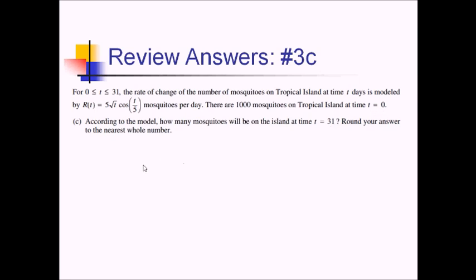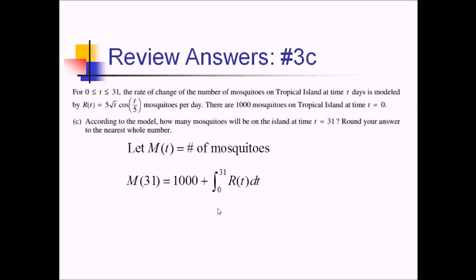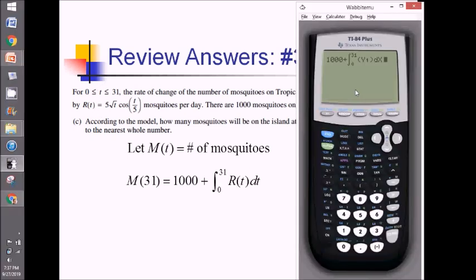So I'm going to define a function here, m of t, that's the number of mosquitoes. I'm going to say m of 31 equals the 1,000 that we started with, plus the integral from 0 to 31 of r of t dt. And now I need the calculator. So here we are, 1,000 plus math 9 integral from 0 to 31, alpha trace y1 dx, all that jazz. Let's see how many of these little buggers we've got.